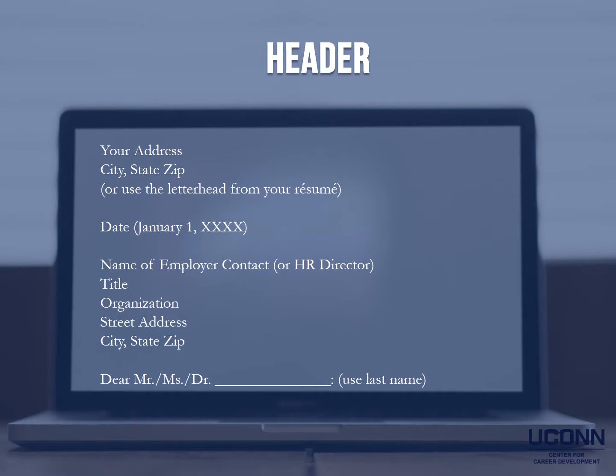The heading is where you provide your contact information. This can be the heading from your resume or simply your address, followed by the city, state, and zip code where you live. Next, add the date you are writing the letter. Also include the contact information for the employer contact or HR director, followed by that person's title, organization, and the address of the company. Sometimes there is no contact information. If this is the case, you can use the national address of the company or organization. This information should be found on their website.